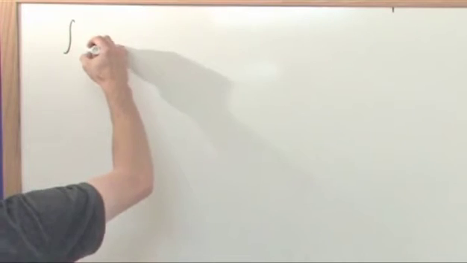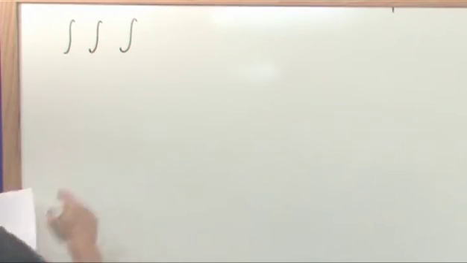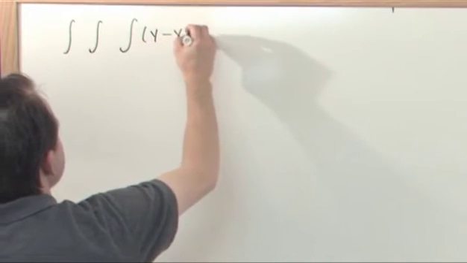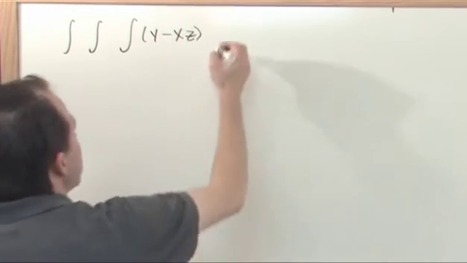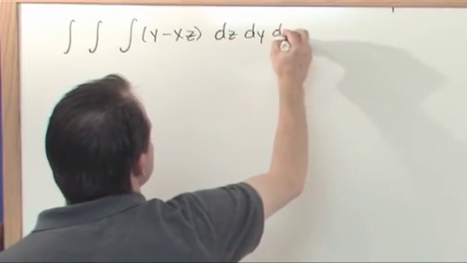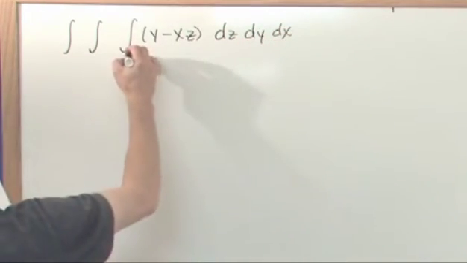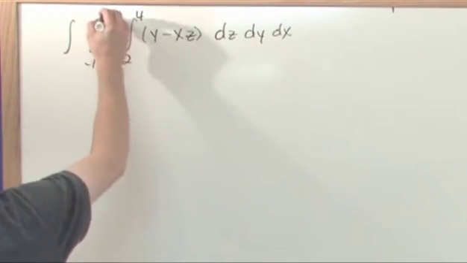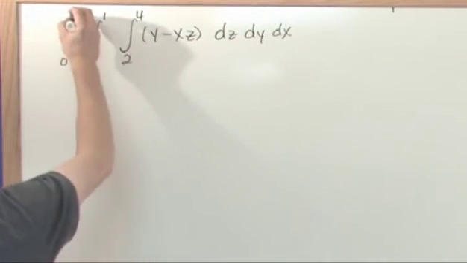Okay, so our first problem of the day is going to be a triple integral. The function is actually going to be y minus x times z. We're going to integrate along dz first, and then along dy, and then along dx. And the limits of integration are from 2 to 4, -1 to 1, and 0 to 3.